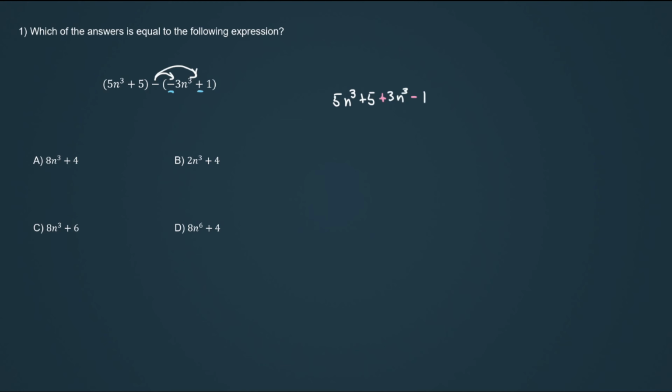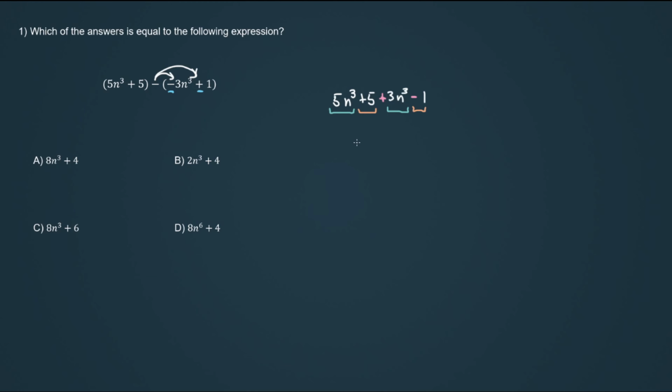All right, now, what are my like terms? Here I have 5n cubed. Do I have anything else with n cubed in there? And here I have my 3n cubed. So these two are like terms. They have the same variables, and those variables are raised to the same exponents. Do I have any other like terms? Well, here I have my constants. Here is 5, and here is minus 1.